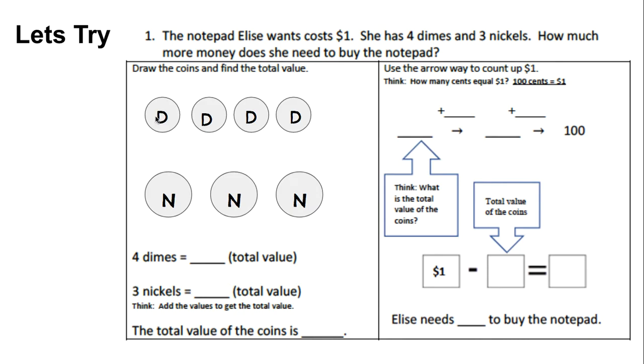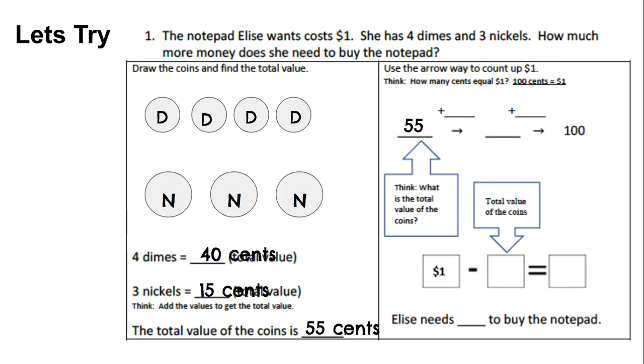If you counted by tens correctly, 4 dimes is 10, 20, 30, 40 cents. And 3 nickels is 5, 10, 15 cents. That allows us to do quick math for her total value. 40 plus 15 is 55 cents. Now, this is where the arrow way comes in. They want us to think addition before we do subtraction. So 55 plus what will get us to 100? So you'll start here with your 55, the total value of the coins.